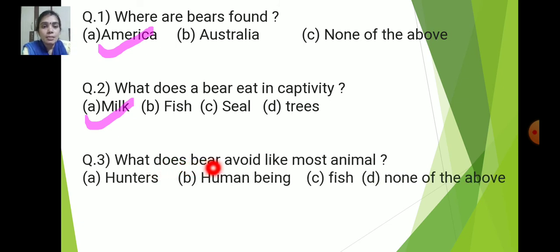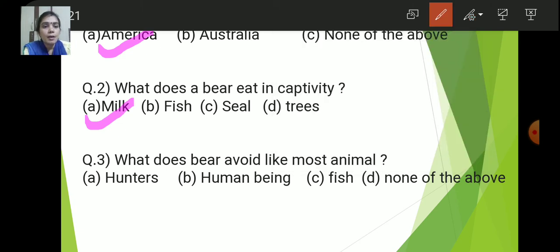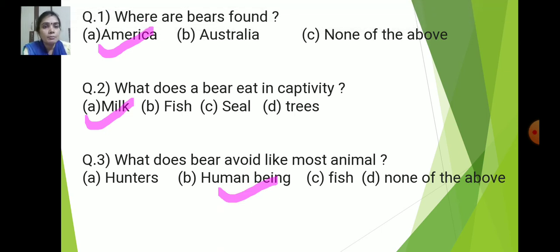Number 3, what does bear avoid like most animals? What does bear avoid like most animals? So after you watch this video till the end, you can watch the video again and read the passage again and again till you understand, and then try these questions. Okay, now third question. What does bear avoid like most animals? So bears avoid human beings. Okay, so animals, they don't like human beings.